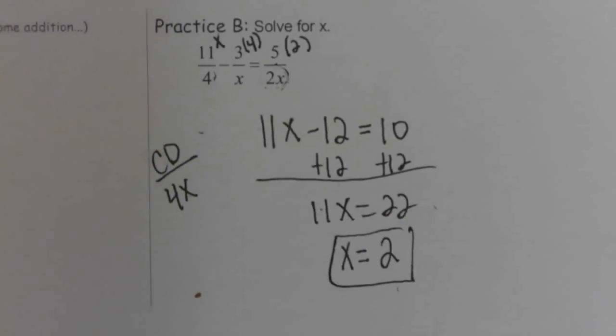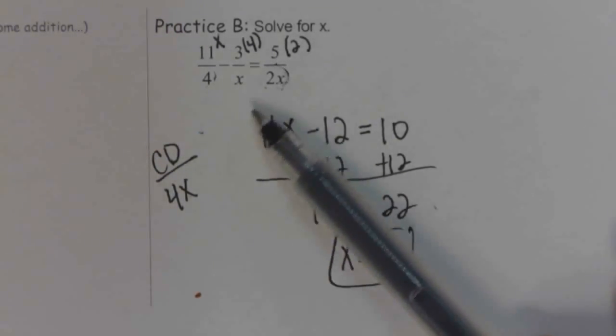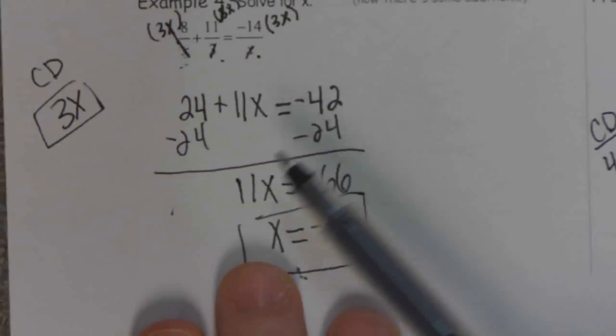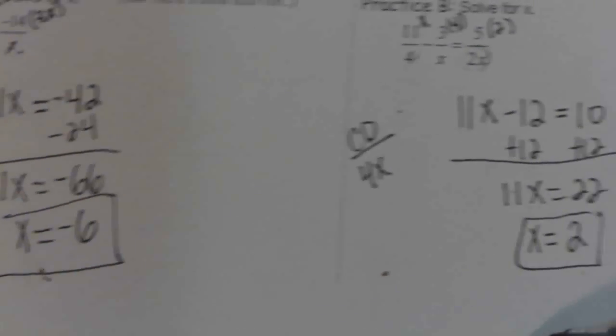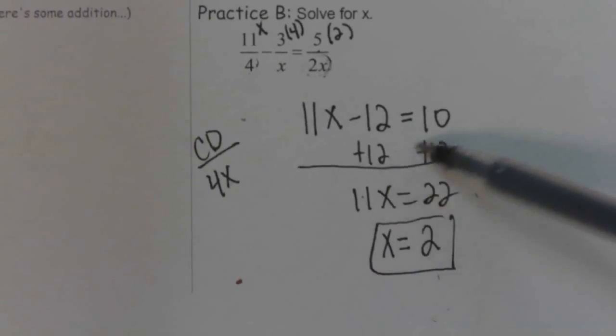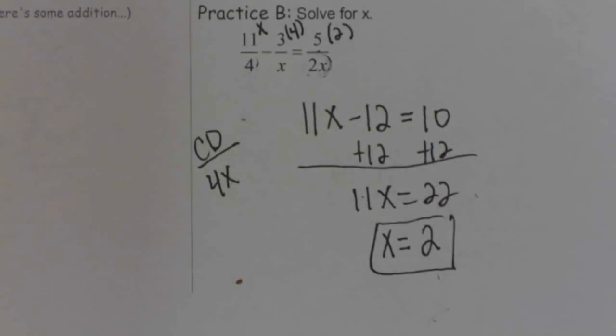X equals 2. Okay. I like to do this method because it's cleaner than this method, right? It's not that we're forgetting about the denominator. It's that we know it's going to cancel. Are you guys following me on that?